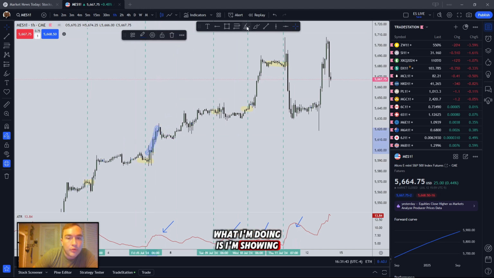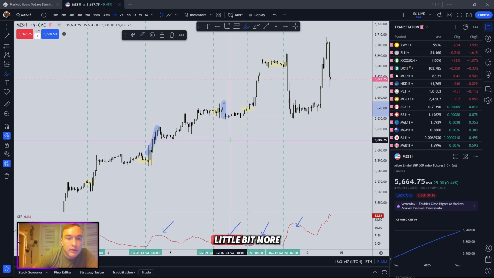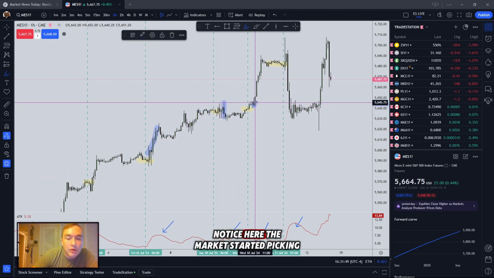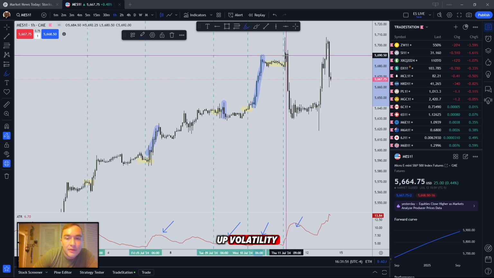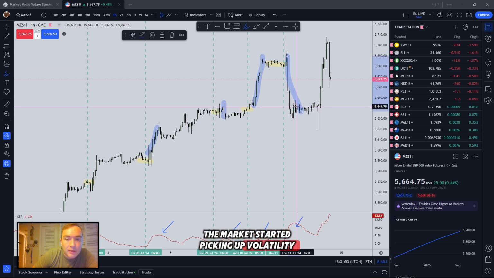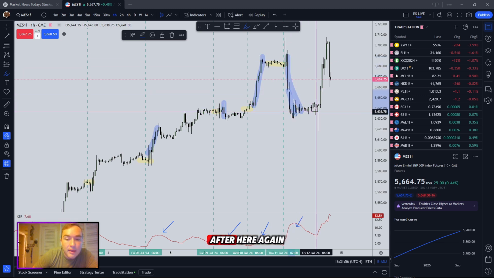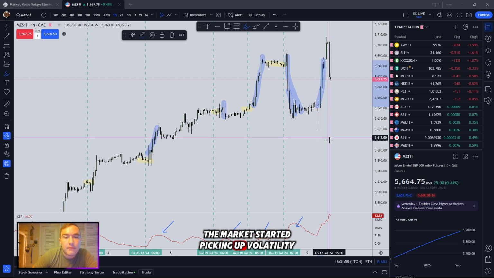Now what I'm doing is I'm showing you that on the chart. So for example here, the market started moving a little bit more. Notice here, the market started picking up volatility. After here, again, the market started picking up volatility.